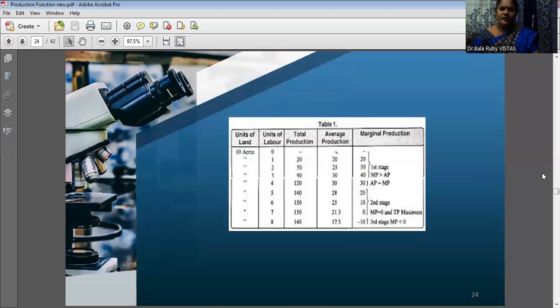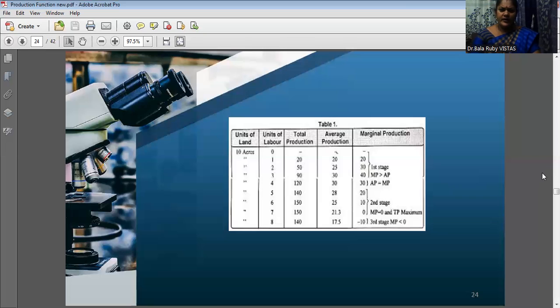Then come to the second row. When we are using the same 10 acres of land and only one labor is employed in the industry, there is a possibility of producing 20. So this 20 is the total production. Now we are employing one more labor. So instead of one labor, now we have employed 2 laborers. When we employ these 2 units of laborers, the total production increased to 50.